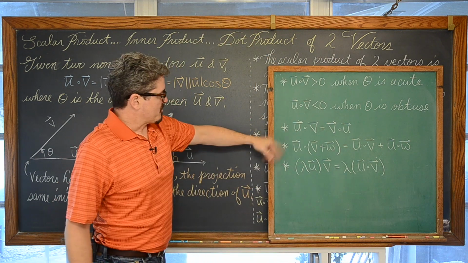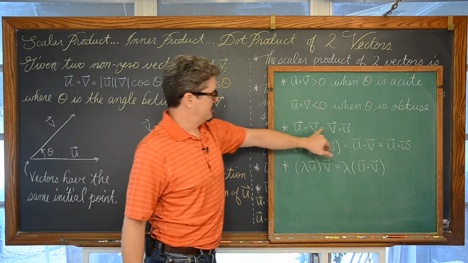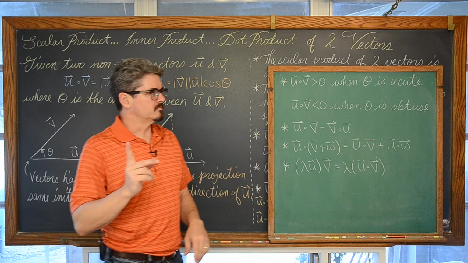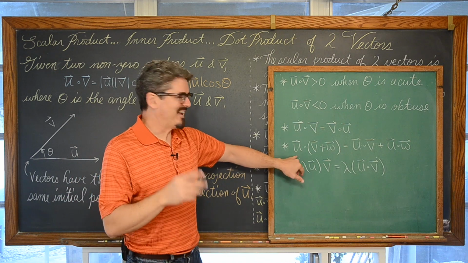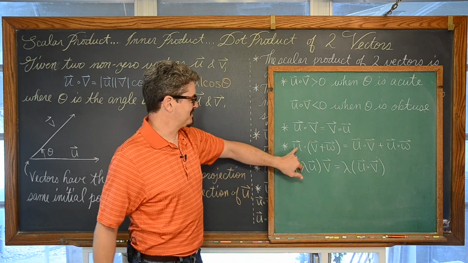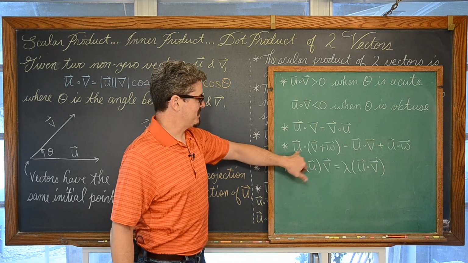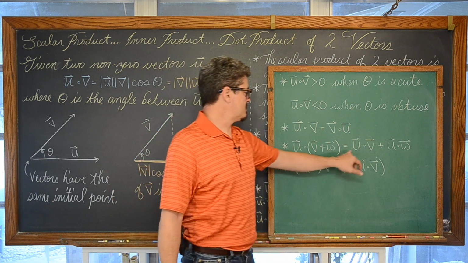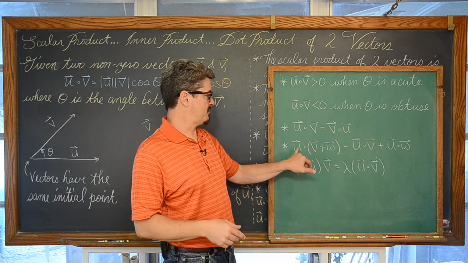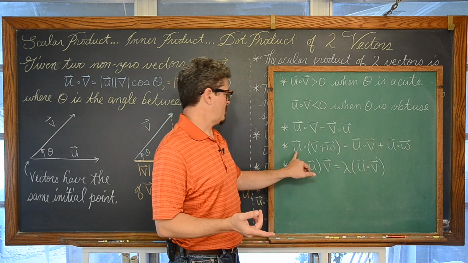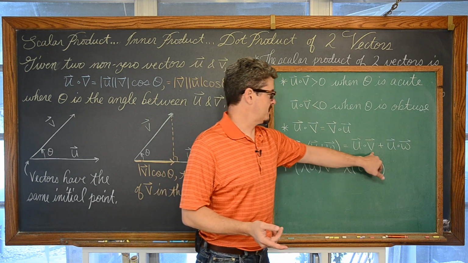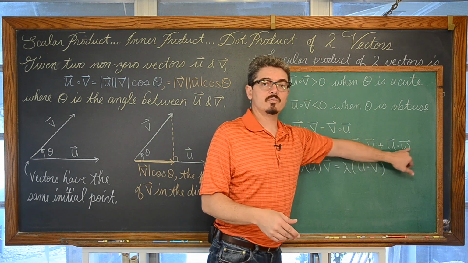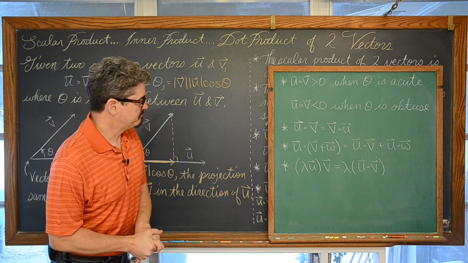Then we've got some other properties here. Basically, your dot product is commutative. And you can do the distributive property with the dot product. The dot product of vector u with vector v plus vector w, you can just take that dot product and have the dot product of vector u with vector v plus, distributing again, the dot product of u with w.